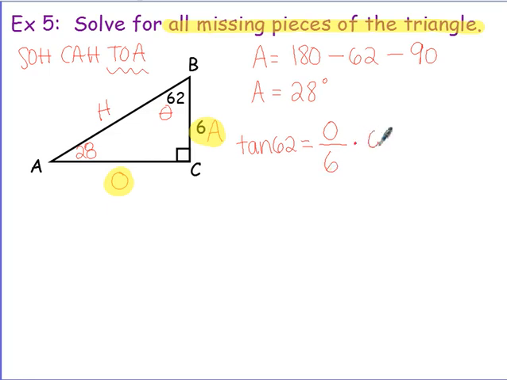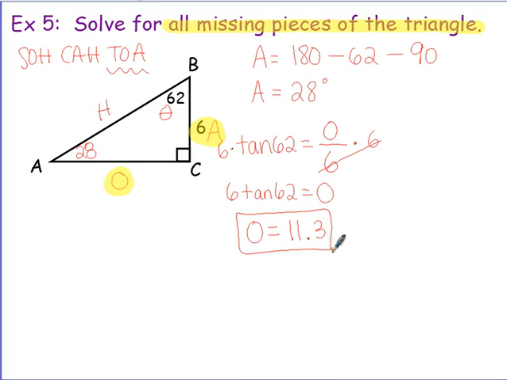I'm going to multiply by 6 on both sides. So 6 tangent of 62 equals the opposite side, because those cancel. So type in your calculator 6 tangent 62, and your opposite side should come out to be 11.3. So I'm going to put an 11.3 right there.